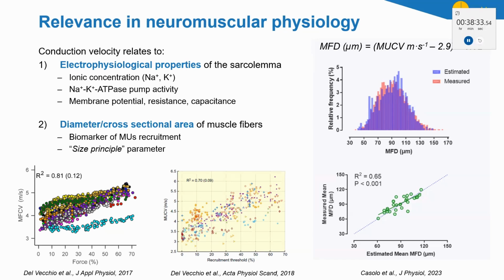So for these reasons, conduction velocity is considered a robust size principle parameter and a strong biomarker of motor unit recruitment. This means that it can be used to assess changes as a consequence of different training interventions with respect to aging, disease, injury, and immobilization.